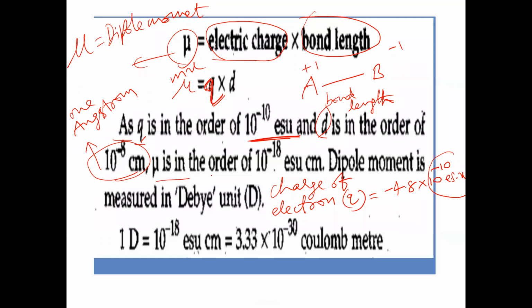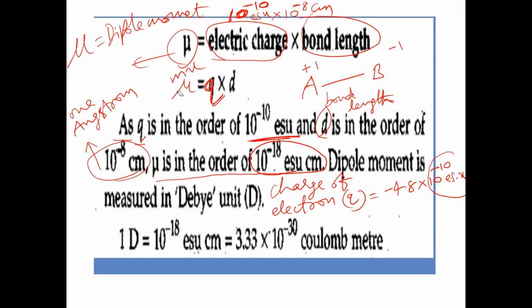Mu is in the order of 10 power minus 18 ESU centimeters. Here 10 power minus 10 ESU is the order of charge, and the distance is 10 power minus 8 centimeters. So 10 power minus 10 into 10 power minus 8 gives 10 power minus 18 ESU centimeters.